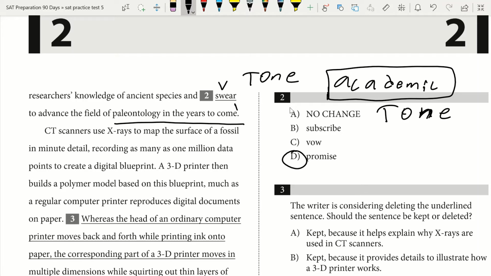We wouldn't swear to advance a scientific field. That's not an academic tone. We wouldn't subscribe to advance a field or vow to advance a field, but we would promise to advance a field. We're promising to advance the field of paleontology for years to come. So the correct answer for 2 is going to be D.